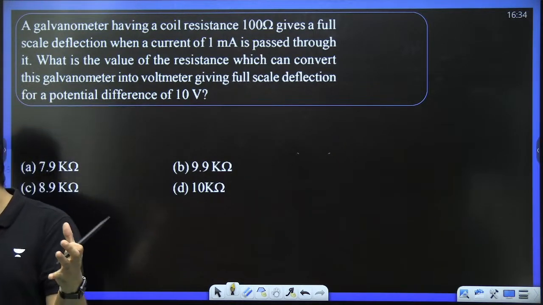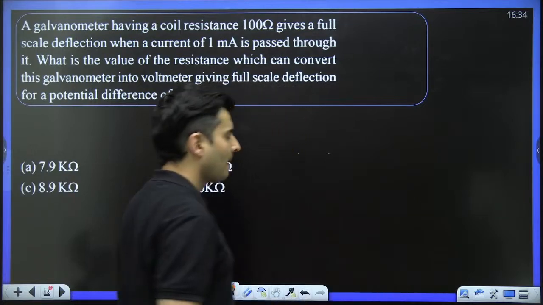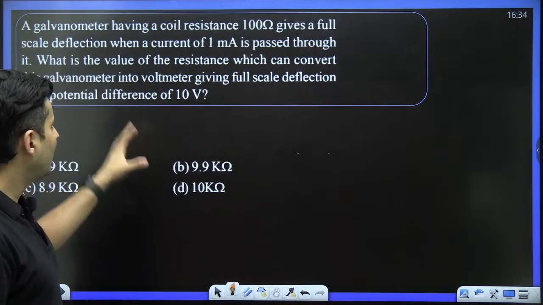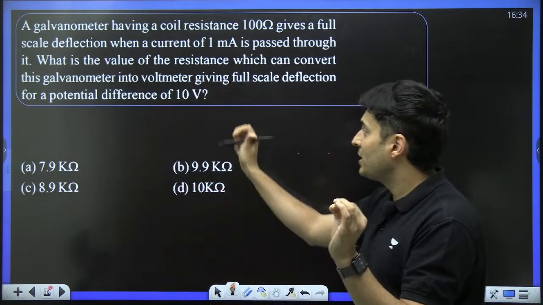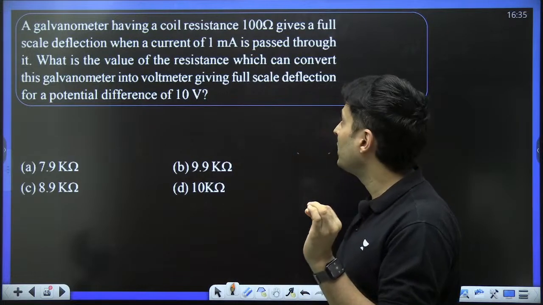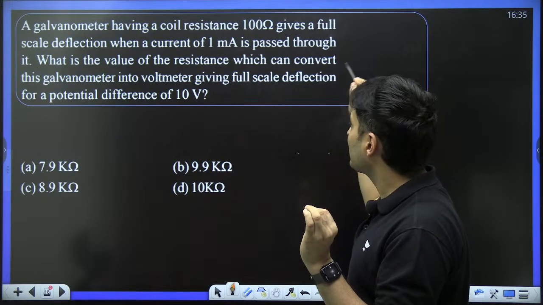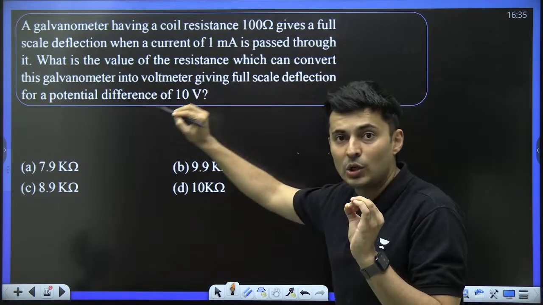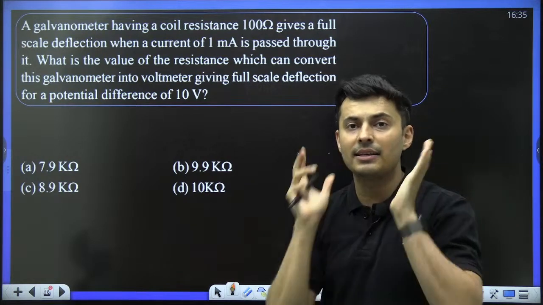Very good. Looks like you guys are attentive. Over here, I can see that the maximum voltage that I can measure is 10 volts. The maximum current that can be passed is 1 milliampere. The resistance of the galvanometer is 100 ohms. I have been asked, how will you convert it into a voltmeter? That means, what is the resistor that you will connect in series?